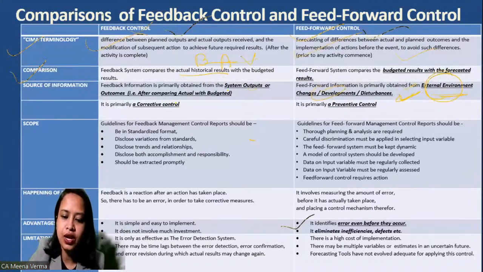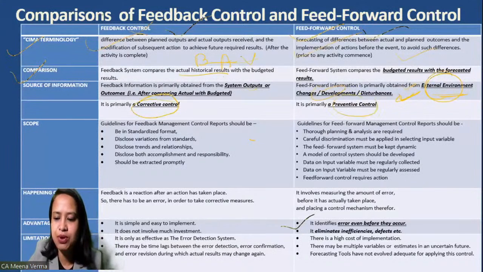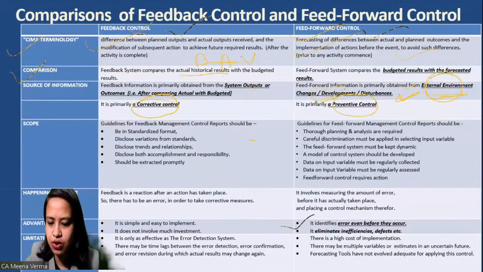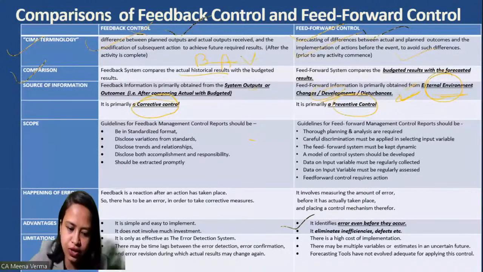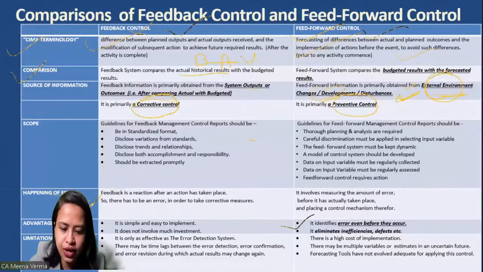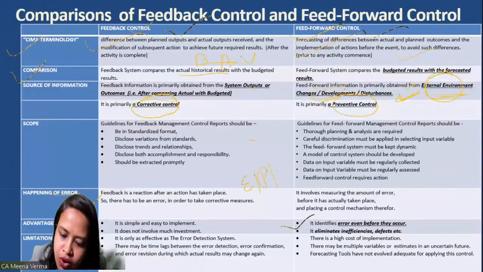Okay. Now, this is a corrective control. This is a preventive control. This is what we have discussed many times. These are the points I want to consider: happening of error. See, we are considering error, problem, or variance.